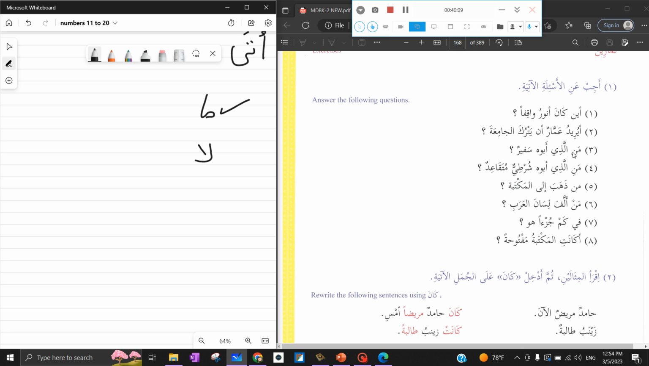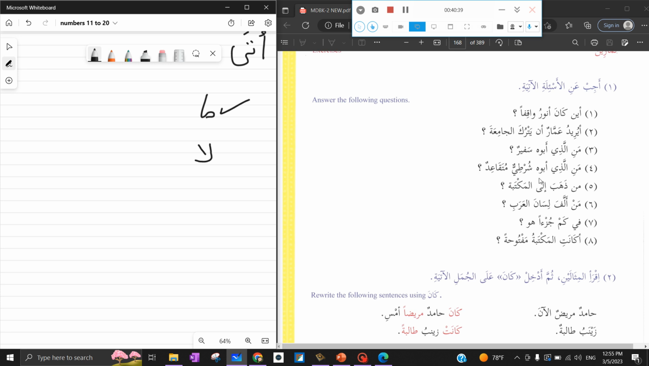Manillazi, this is also a questioning tool. Alladhi abuhu safirun, whose father is Safir, ambassador? So he is Huwa Ibrahimu. Manillazi abuhu shurti, whose father is a policeman, mutaqaidan, means retired policeman? Huwa Yaqubu. Yaqub's father is a retired policeman.